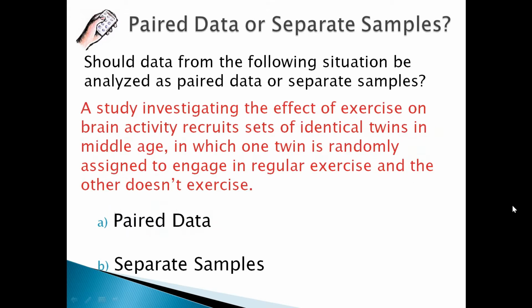Let's see another one. A study investigating the effect of exercise on brain activity recruits sets of identical twins in middle age, in which one twin is randomly assigned to engage in regular exercise and the other doesn't exercise. So again, any study that has to deal with identical twins is considered a paired data experiment.